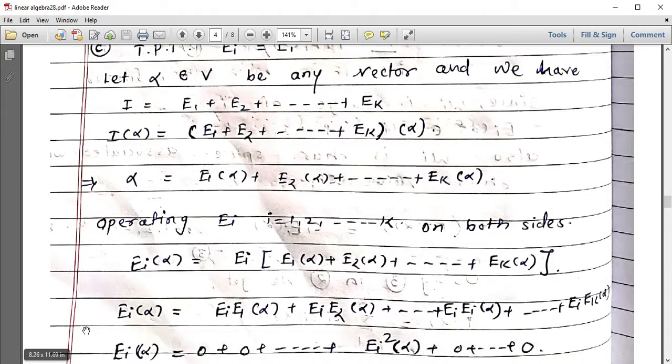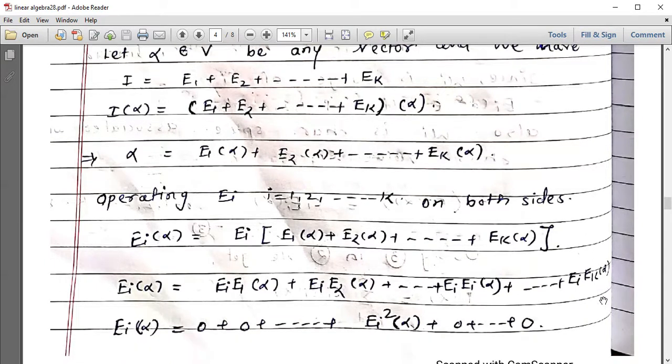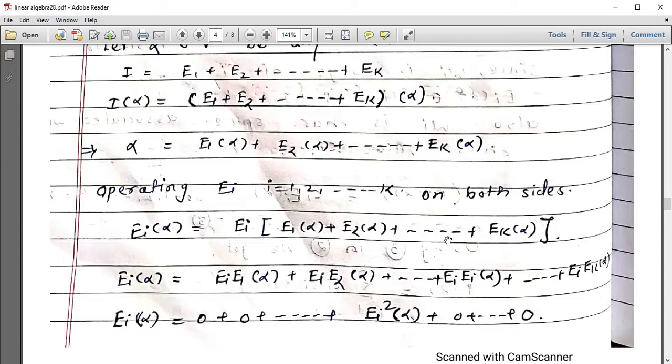Okay, which implies Ei of alpha is equal to Ei E1, Ei E2, up to, in between some equation, Ei is present. In between this E2 to Ek, the Ei is also present: Ei of alpha, Ei E2 of alpha, plus up to Ei Ek of alpha. In between these, Ei is present somewhere.